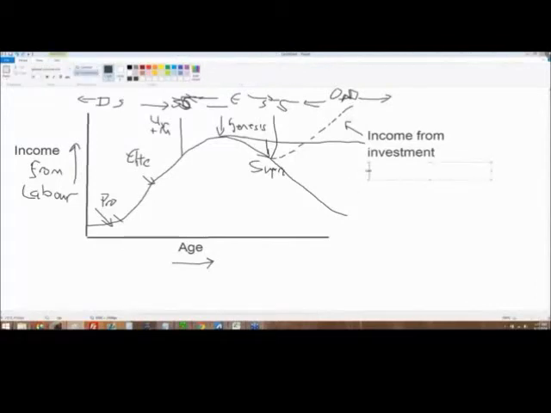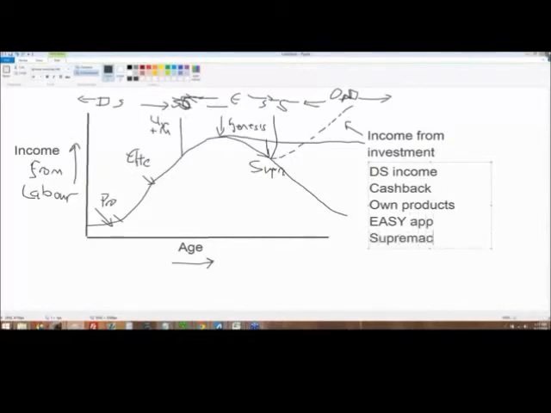Once you get to this stage, what you have going for you is your drop shipping income, okay, DS income, which is from sales on eBay primarily. You have your cash back kicking in, which is basically incentive for having sold other people's products. Then you have your own products that you're sourcing. You have your Genesis Easy products, which are easy money from Genesis app, okay? Then you have your Supremacy, basically scaling up your income.